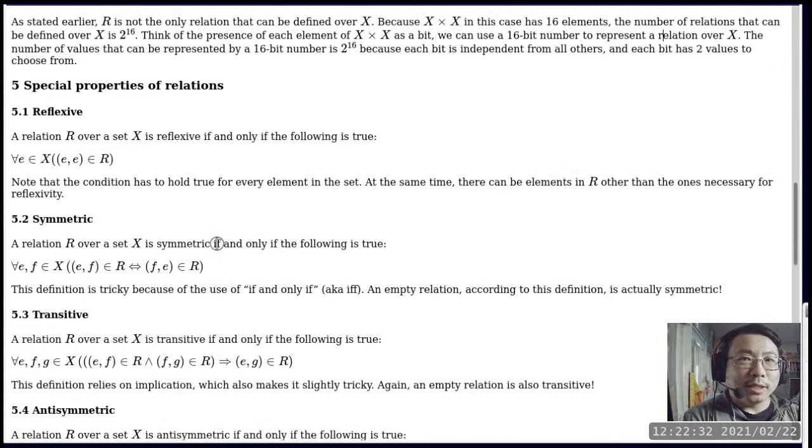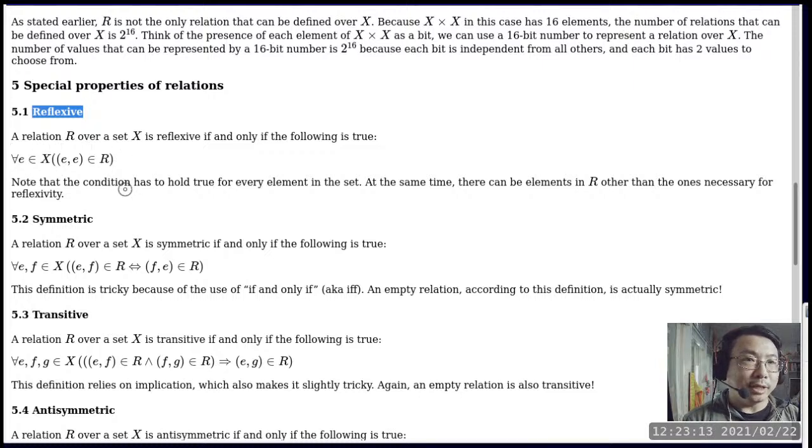Alright, so we are now getting into the really, really important part of this module, and you can see that we are right in the middle of the entire document. So these are properties of relations. The first one is called reflexive. Okay, we basically ask, is a relation reflexive? And the definition is, a relation R over a set X is reflexive if and only if this particular statement is true.